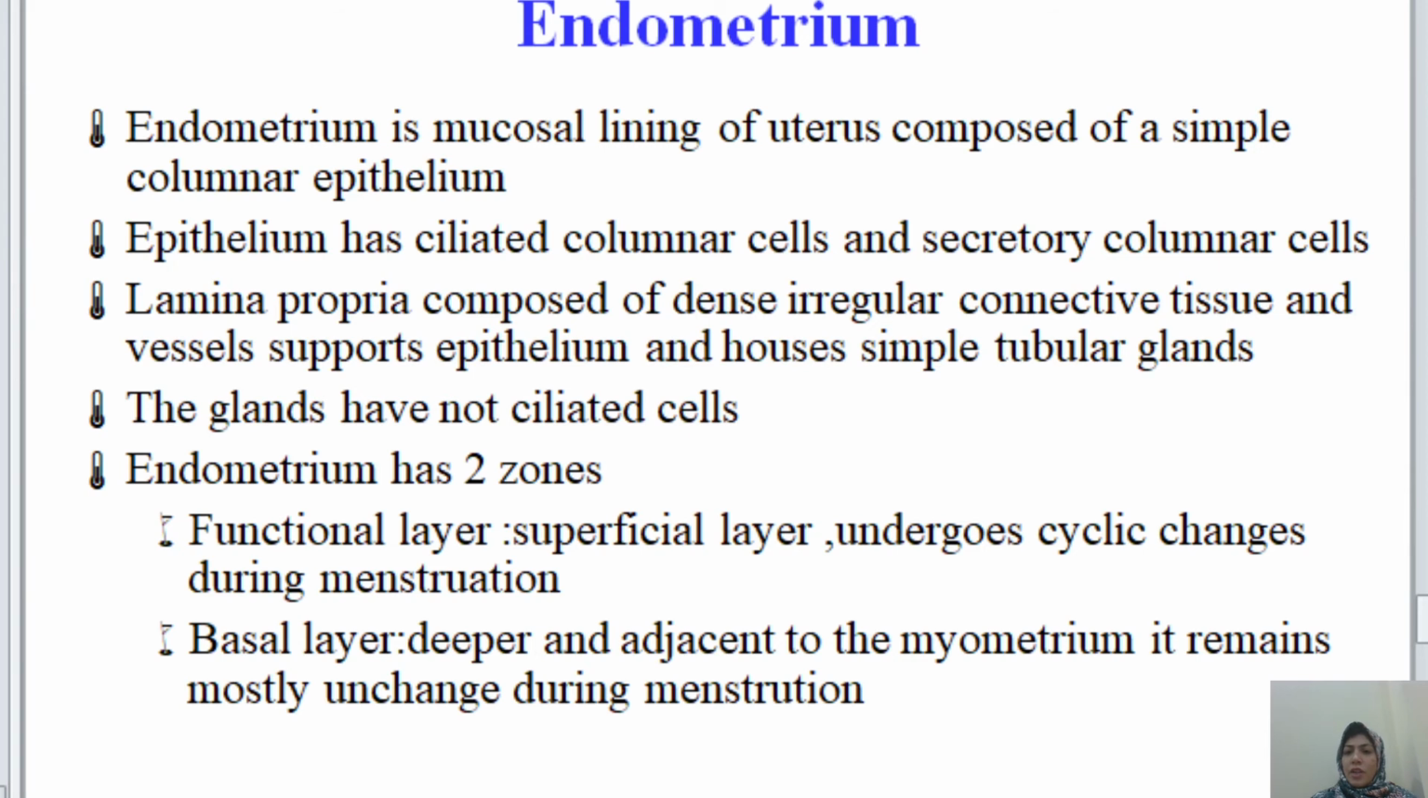The functional layer is the superficial layer, and it undergoes cyclic changes during menstruation. The basal layer is deeper and adjacent to the myometrium, and it remains mostly unchanged during menstruation. In summary, we can say that the endometrium is covered by epithelial cells, partly ciliated, and contains simple tubular glands, and the lamina propria is rich in fibroblasts, and the endometrium has these two layers, the functional layer and the basal layer.